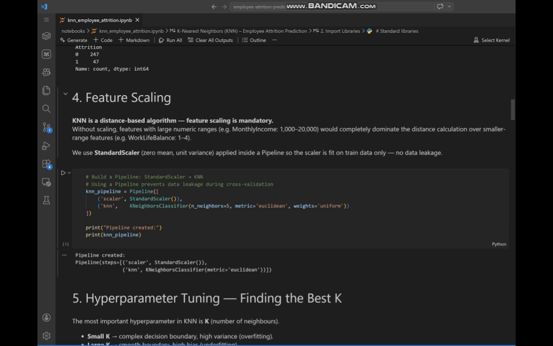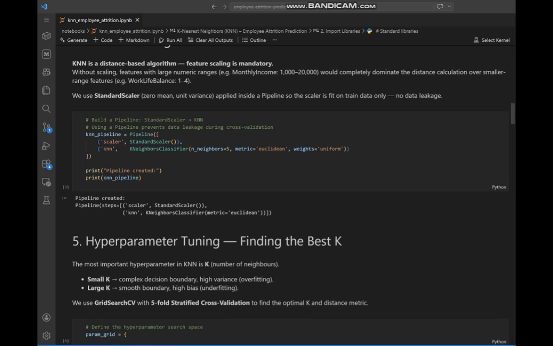Section 4 is feature scaling. Because KNN is distance-based, scaling is mandatory. Features like monthly income have a much larger range than features like work-life balance. So we apply StandardScaler inside the pipeline to avoid leakage.